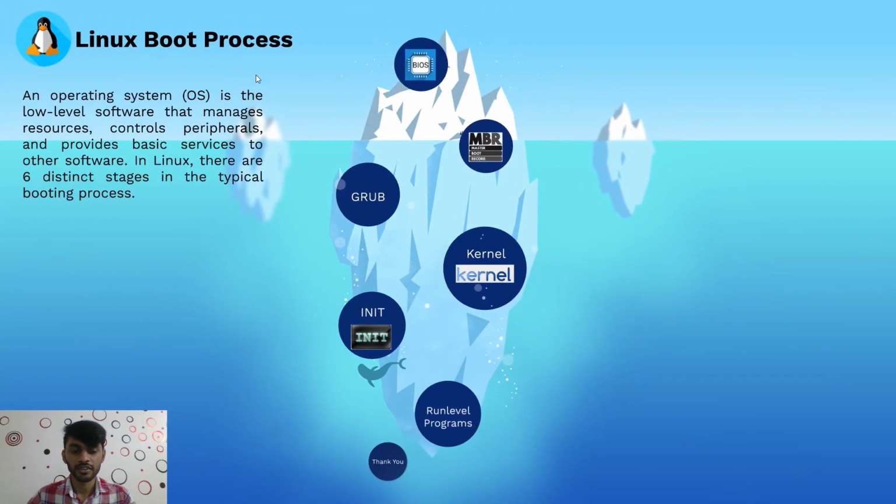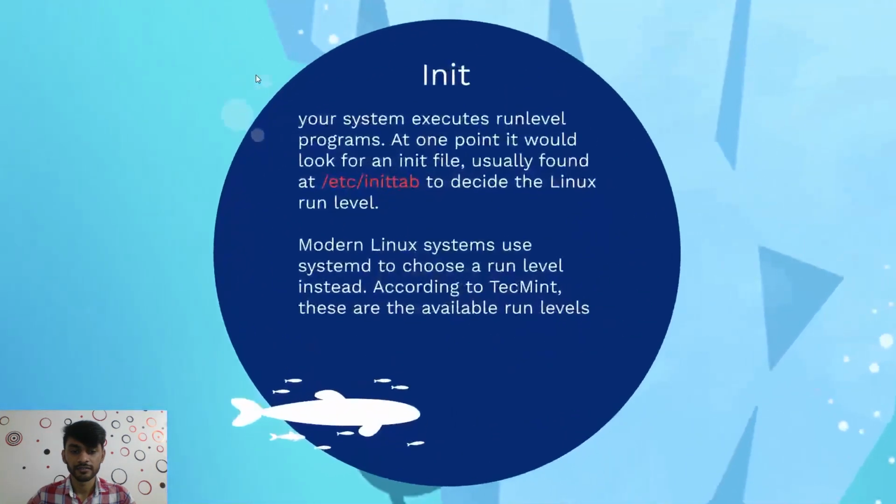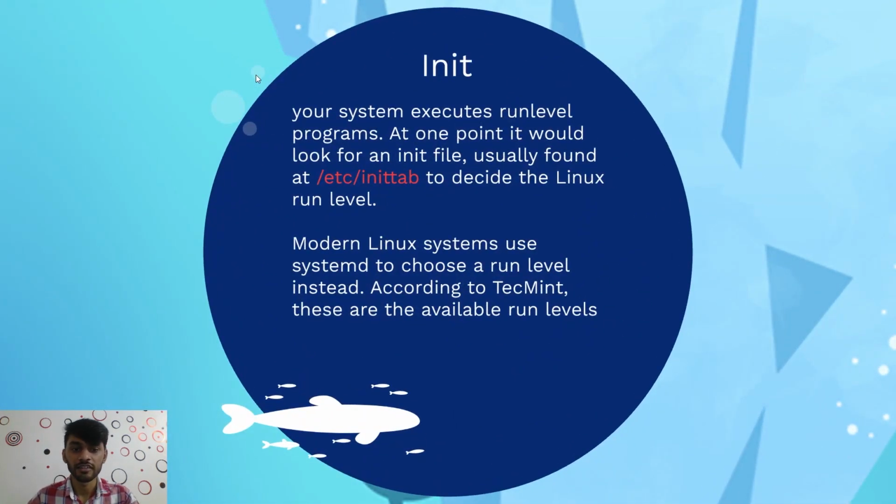Now, let us talk about init. Your system executes run-level programs. At one point, it would look for an inittab file, usually found at /etc/inittab, to decide the Linux run level. Modern Linux systems use systemd to choose a run level instead. According to TechMint, these are the available run levels.